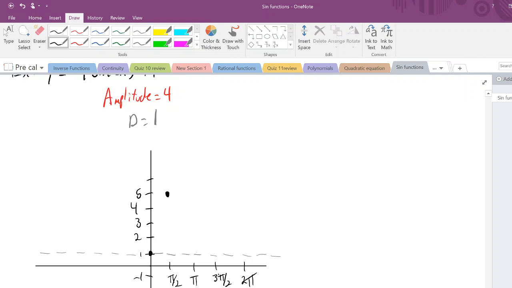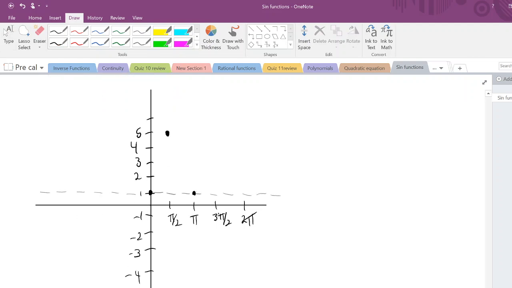Alright, and then it's going to have to come back down, because that's how it looks. It goes up, and it comes down at pi. Regularly it would be equal to 0, but now since we have a vertical shift, it's going to equal 1. Okay, then at this point, the amplitude changed to 4 and we had a vertical shift. So how do I know what my next point is?